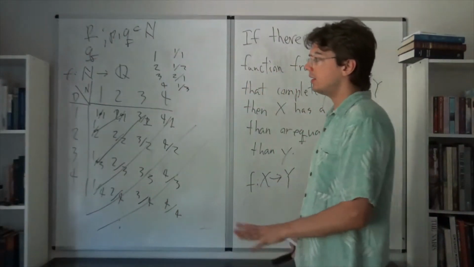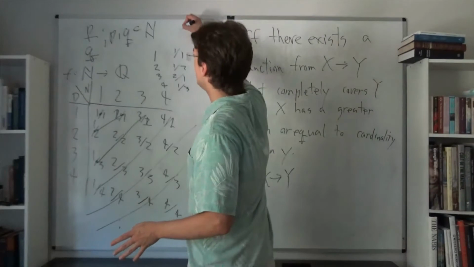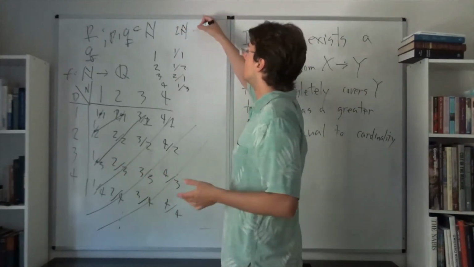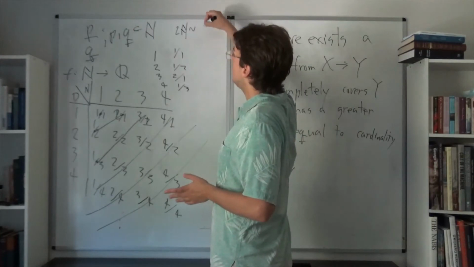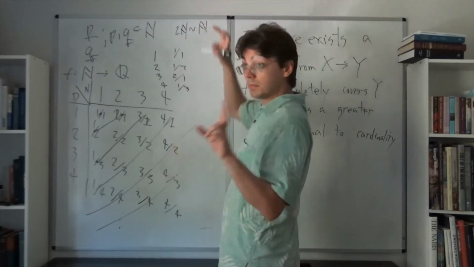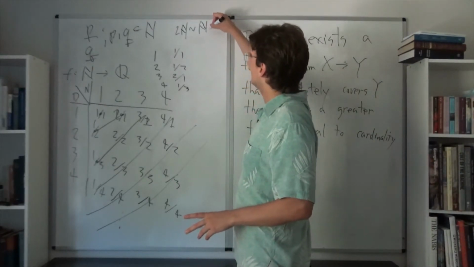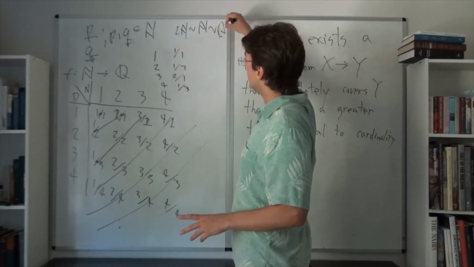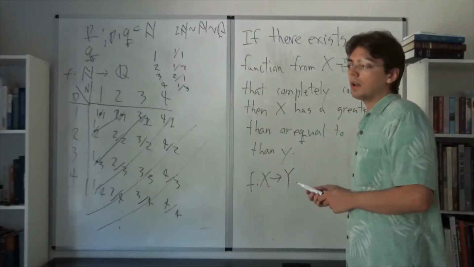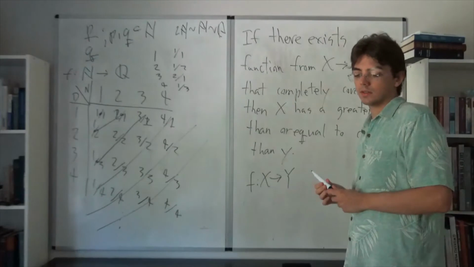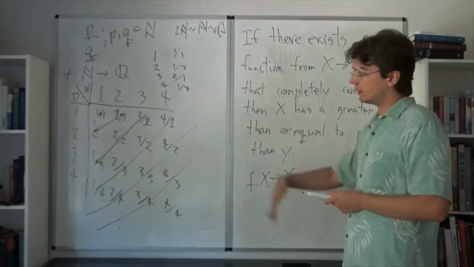So now it seems like the even numbers, 2n, have the same size as the natural numbers, and the natural numbers are the same size as the rational numbers. That doesn't really seem very useful. Yeah, we've got these things, but whatever.